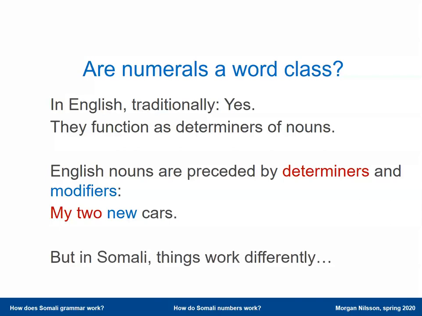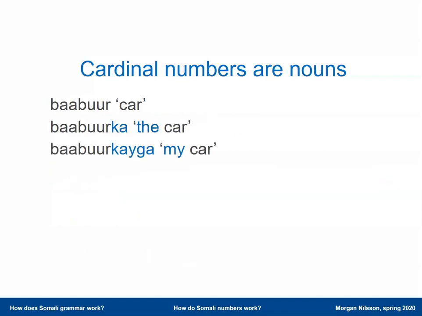But in Somali, these things work differently. In Somali, these cardinal numbers, 1, 2, 3, 4, are actually functioning as nouns. And in order to show that, we'll compare an ordinary noun, like car, with a numeral. And we'll start with this word, which I hope everybody can agree is a noun.